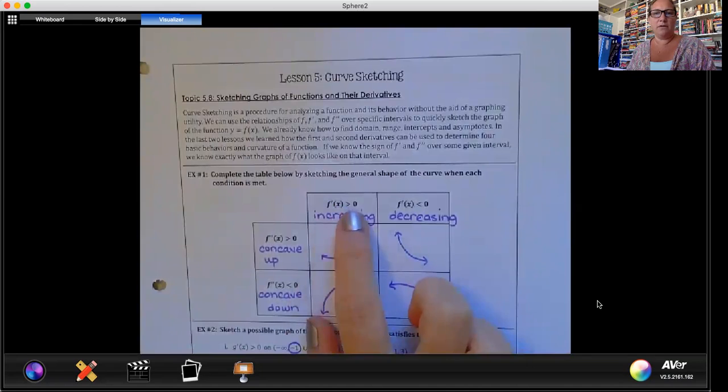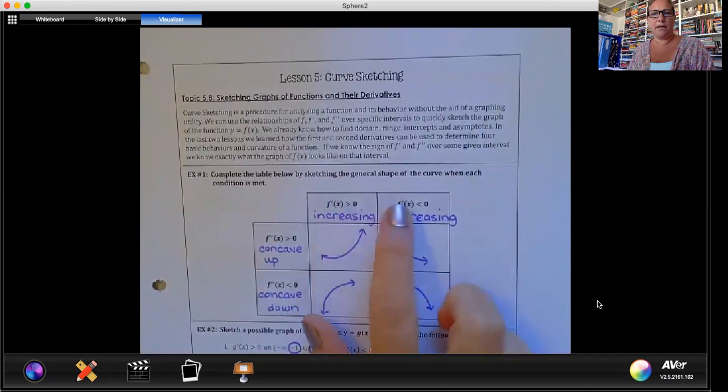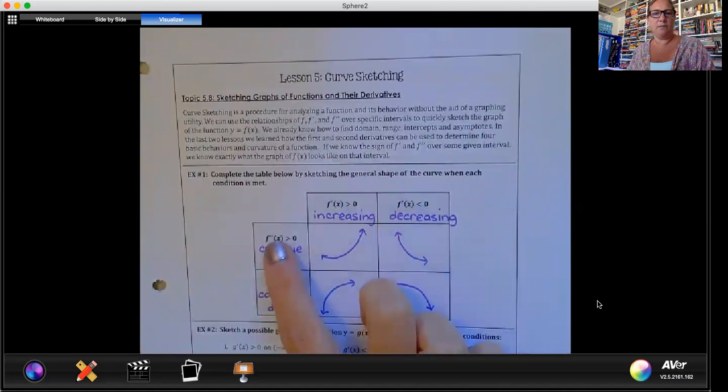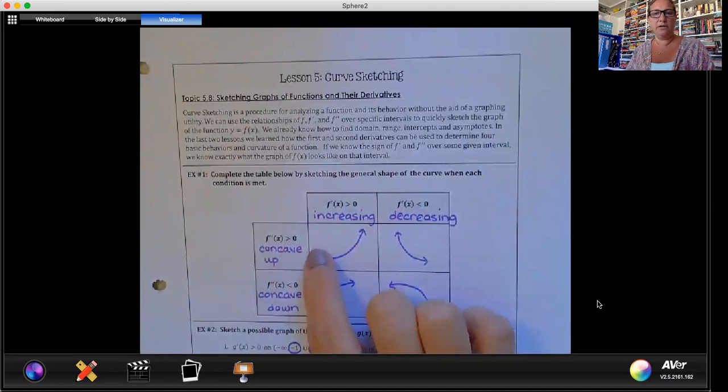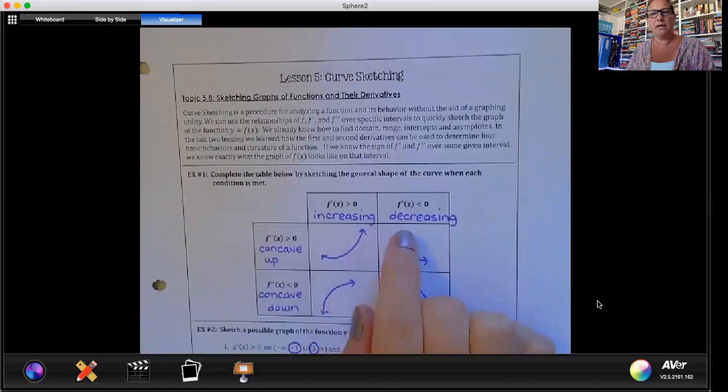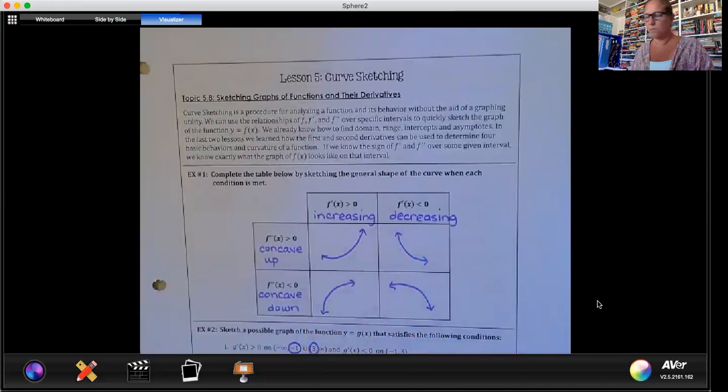If f prime is greater than 0, that means it's increasing. And if f prime of x is less than 0, you are decreasing. If f double prime is greater than 0, your graph is concave up. If f double prime is less than 0, you are concave down. This is what increasing concave up looks like. This is what decreasing concave up looks like. Increasing concave down and decreasing concave down. So concave up, increasing, decreasing concave up, increasing concave down, and decreasing concave down.